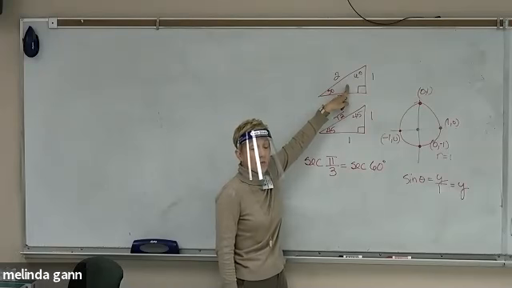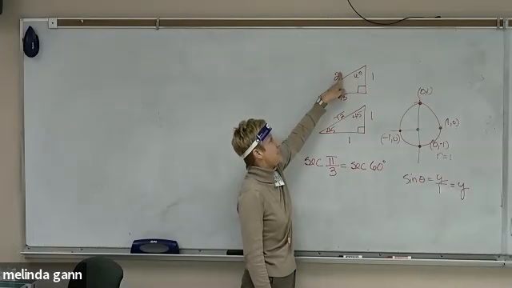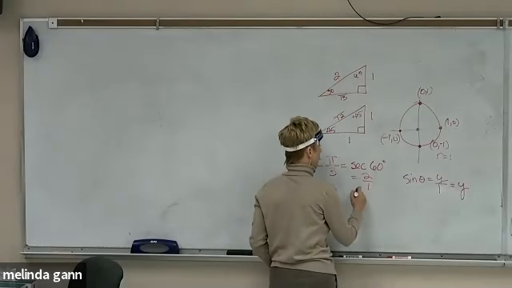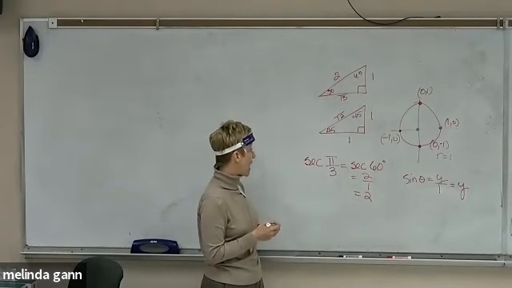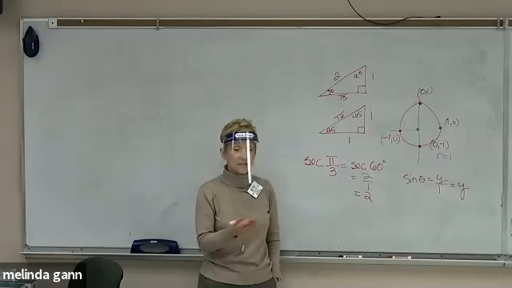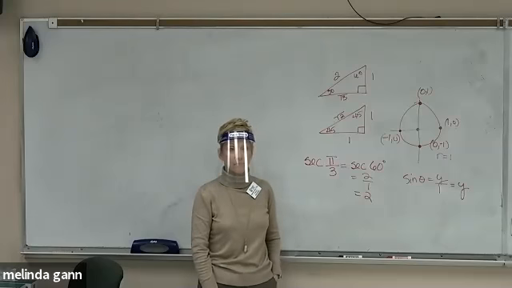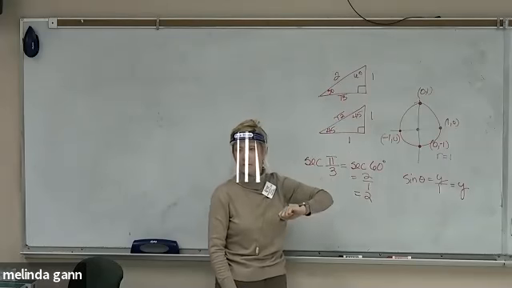Look in your book if you don't know. What's secant in words? Hypotenuse over adjacent. What's my hypotenuse? 2. What's my adjacent side? 1. So 2 over 1 is what? 2. The secant of pi over 3 is 2. And that's the way you do everything in quadrant 1. In quadrant 1, it's going to flip you to this or this, and you're good.